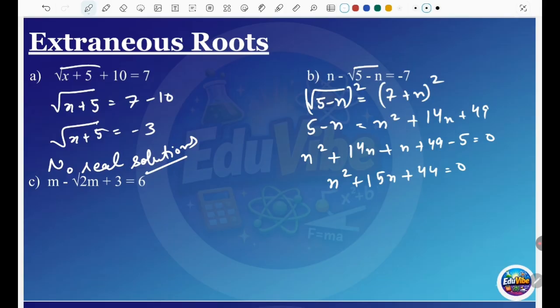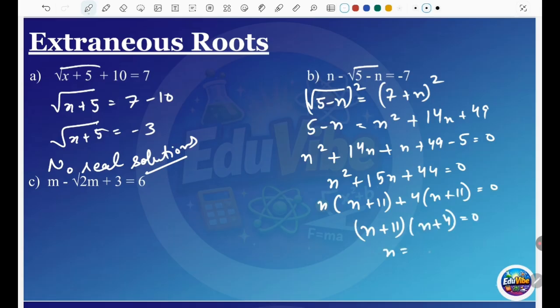Now you have to do some factoring. You know the factorization. So you get n plus 11, n plus 4 is equal to 0. You will get the two values, minus 11 and minus 4. And what are the restrictions in that?